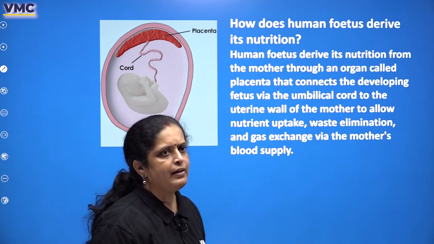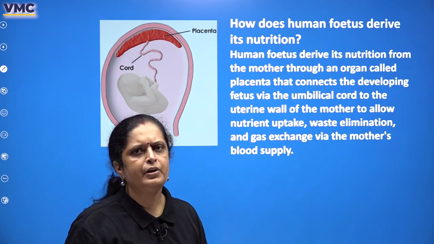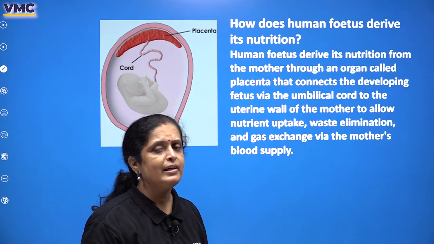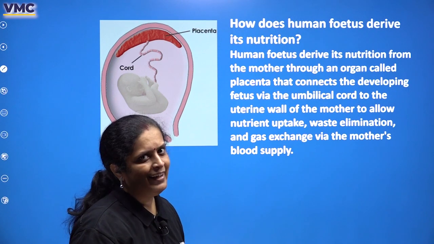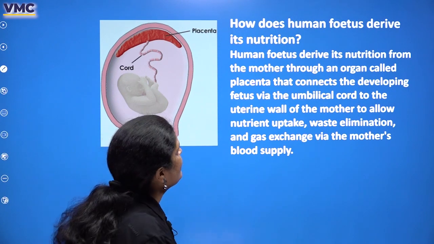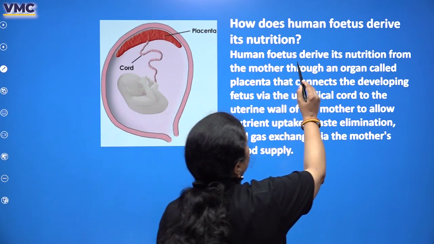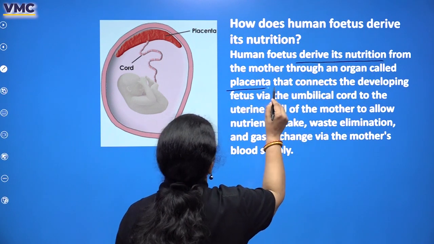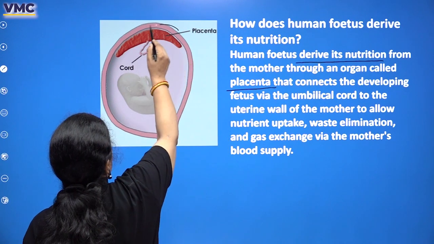So how is the fetus deriving all the nutrition? Yes, you must be thinking, how does it survive for so long inside the mother's belly, right? Or rather the womb. So how does this happen? It derives nutrition from the mother through an organ called the placenta. Now do you see this?